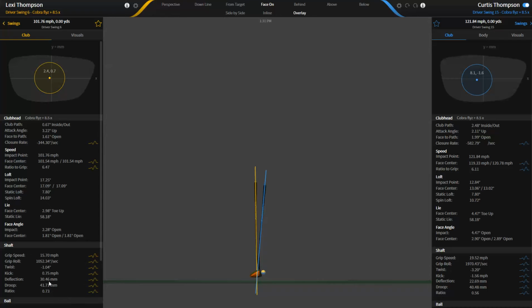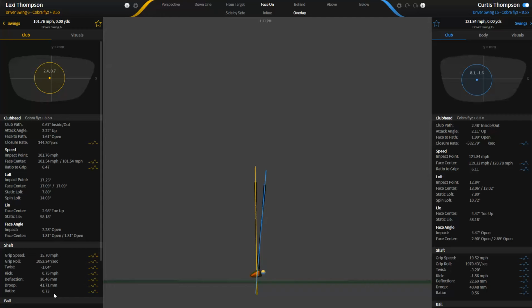So again, really the shaft deflection and the droop is basically the difference between these two. If you divide that number by that number, you get 0.73, and really we want that relationship or that ratio to be as low as possible. Now Lexi is probably never going to get to 0.5, no matter what I give her, she's probably never going to get the deflection low enough to where she could get this ratio down, and the club would probably be so stiff that it would feel terrible to her.